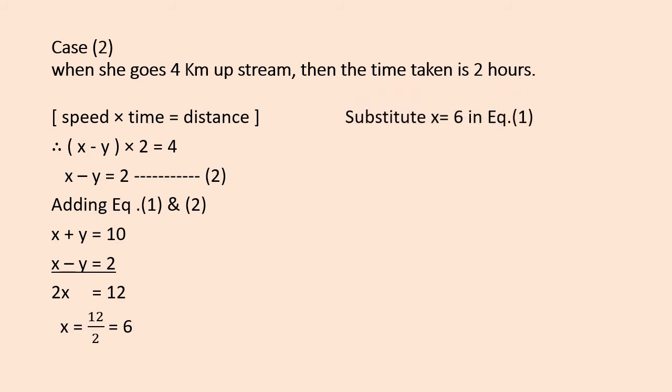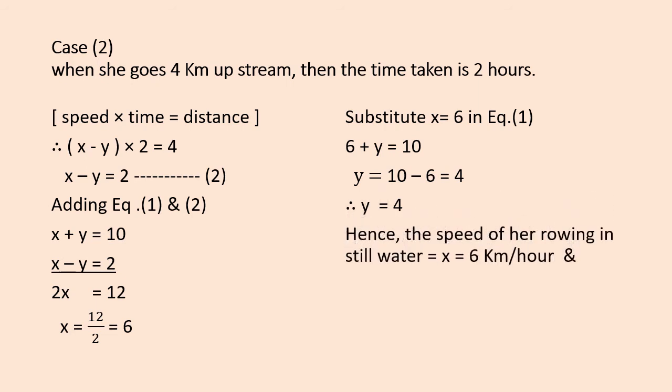Now you have to substitute x equal to 6 in equation 1. You are getting 6 plus y equal to 10. y equal to 10 minus 6, that is equal to 4. Therefore, y equal to 4. Hence, the speed of her rowing in still water, that is x, is equal to 6 km per hour, and the speed of water current, that is y, is equal to 4 km per hour. Whenever you are writing the answer, please try to write the unit.